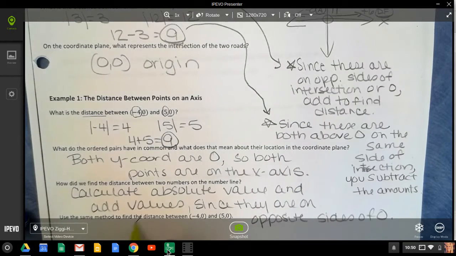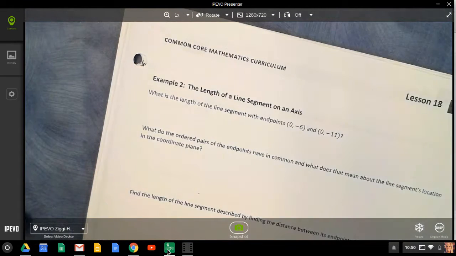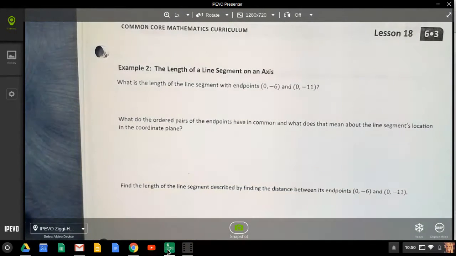So we're going to skip over this one. I'm going to have you go to the back of this page, and we're going to go to example 2.